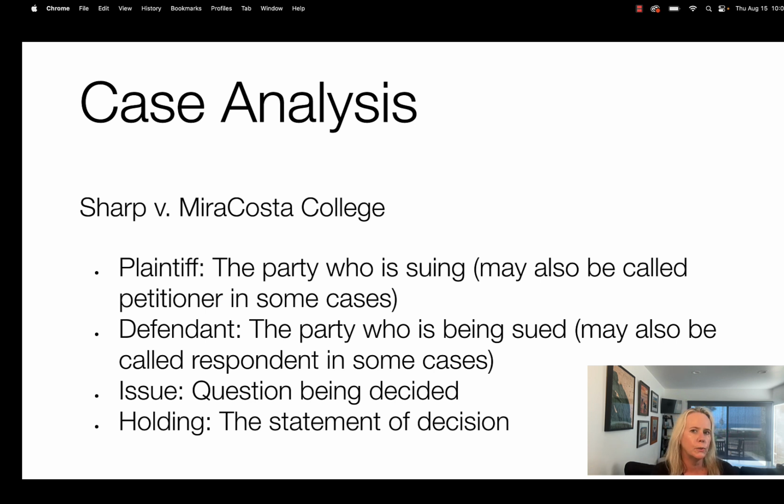And then the issue is the legal question that's being decided. It could be an issue based on contracts. It could be a criminal issue, whatever it might be. And then the holding is the decision of the court. The holding is really what the court decided, the statement of the decision.